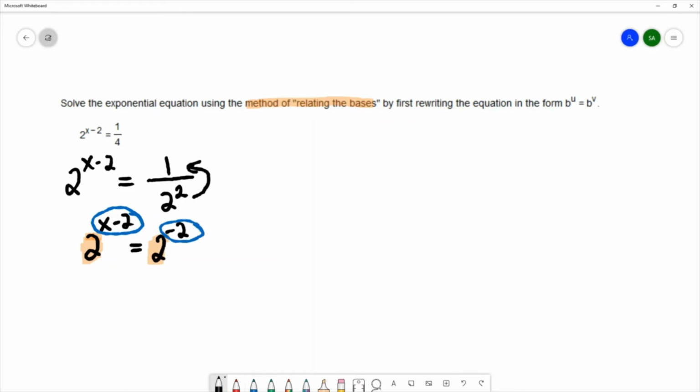So that allows me to simplify this equation to be the exponent on the left, x minus 2, equal to the exponent on the right, negative 2. Then we're going to solve the equation that we have left. I'm going to add 2 to both sides, and this gives me x equals 0. So the solution to the equation 2 to the x minus 2 equals 1/4 is x equals 0.